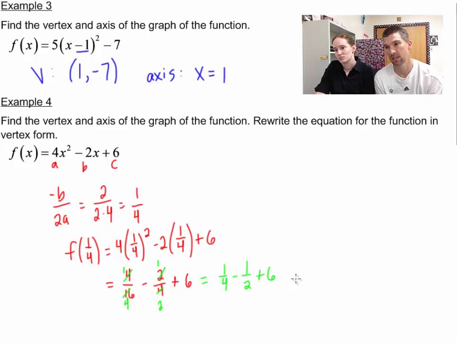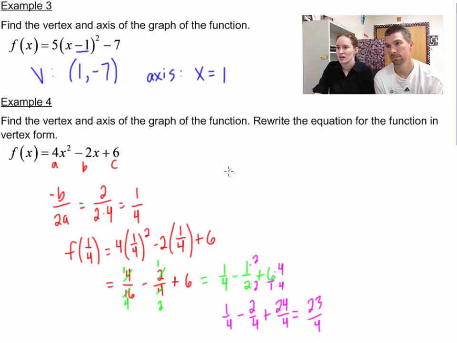So Mrs. Stevenson is grinding out a problem for us right now. I think we need some common denominators. So common denominator of 4. So times 2, and a 6 times 4. So that's 1/4 minus 2/4 plus 24/4, which is 23/4. That's the y value. So our vertex is 1/4, comma 23/4.